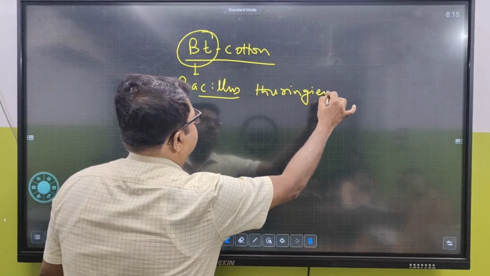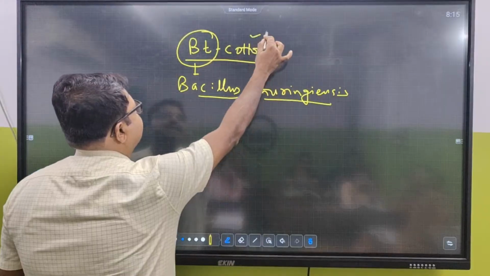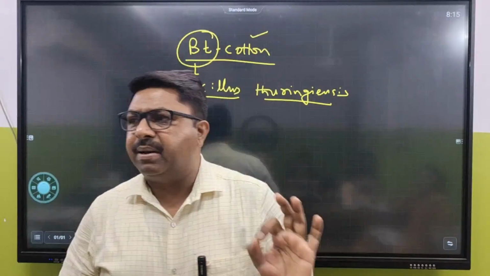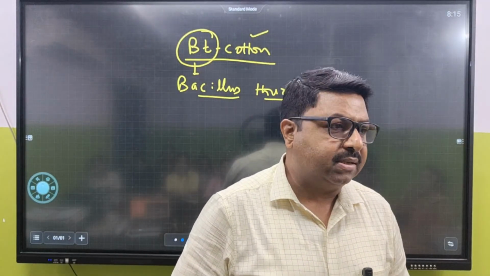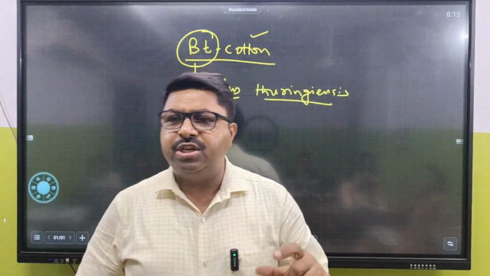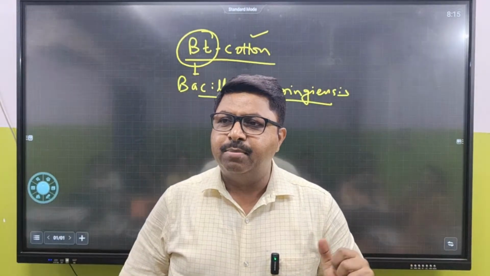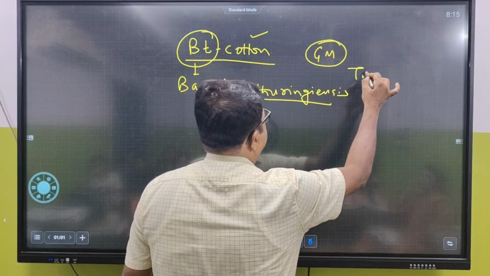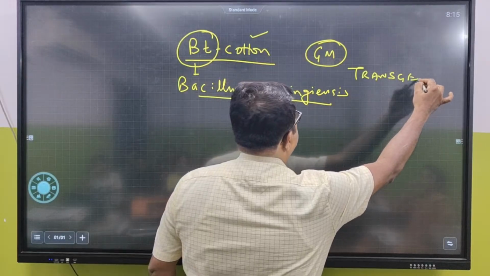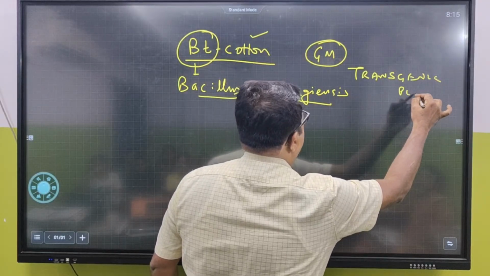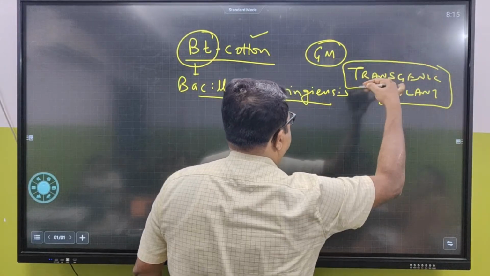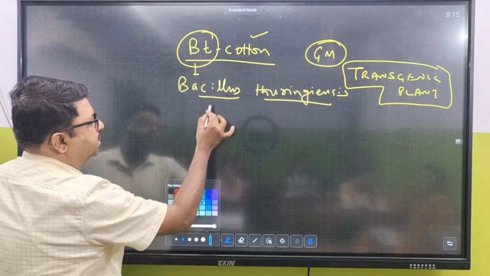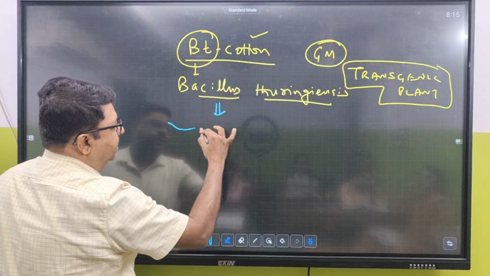Now the DNA of this bacteria has been introduced inside the cotton plant. So we have made this cotton plant a genetically modified plant. That means we have made this plant a transgenic plant. Clear? GMO, O for organism, genetically modified organism. So this is a genetically modified plant, or we can also call this plant a transgenic plant. You can use this term when you write about this particular thing.